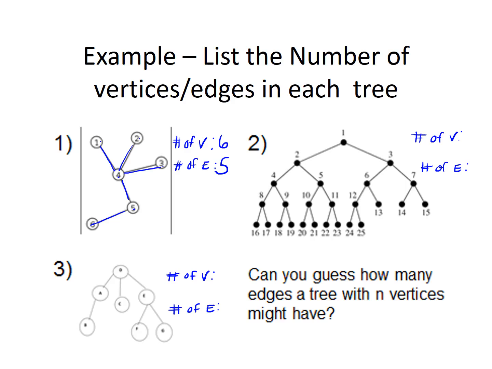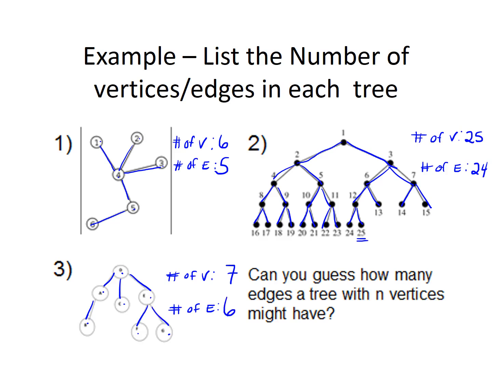Number 2 here, you can see that the vertices are also labeled, so there's a total of 25 vertices. And if you count the edges, 1, 2, 3, up through 24 edges. And for question 3, there are 1, 2, 3, 4, 5, 6, 7 vertices, and 1, 2, 3, 4, 5, 6 edges.